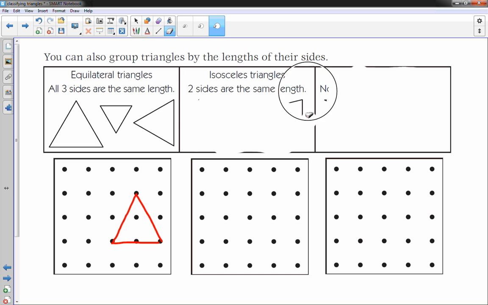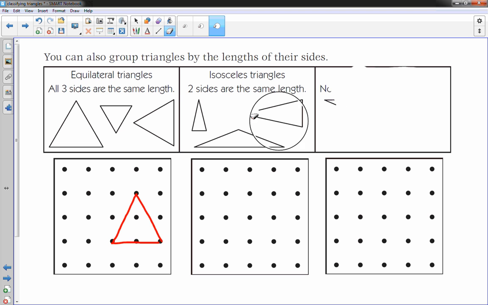Moving on. An isosceles triangle, two sides are the same length. I'm going to draw two of them for you. Here's one. Here's another one.